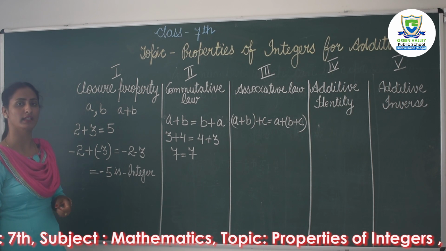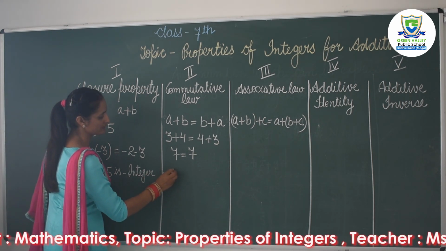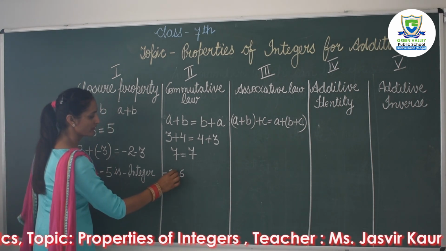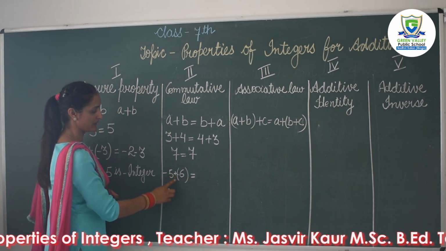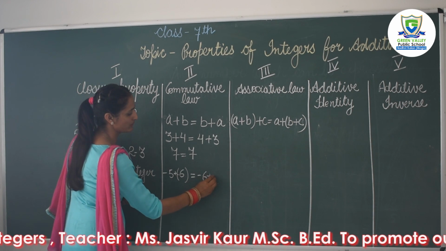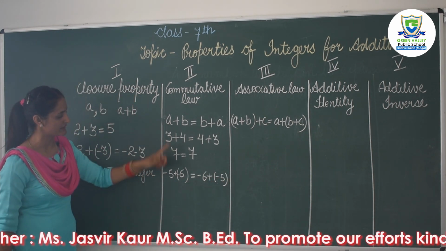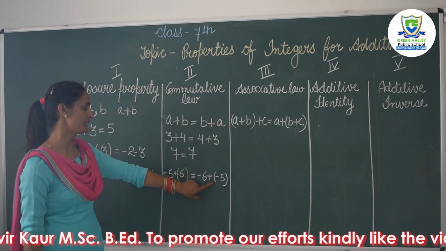You can take any negative integers also. Suppose we have -5 and -6. We have two integers. So on the right side we will change the places. -6 will come in first place and -5 will go in second place. So this is the form a plus b equals b plus a.